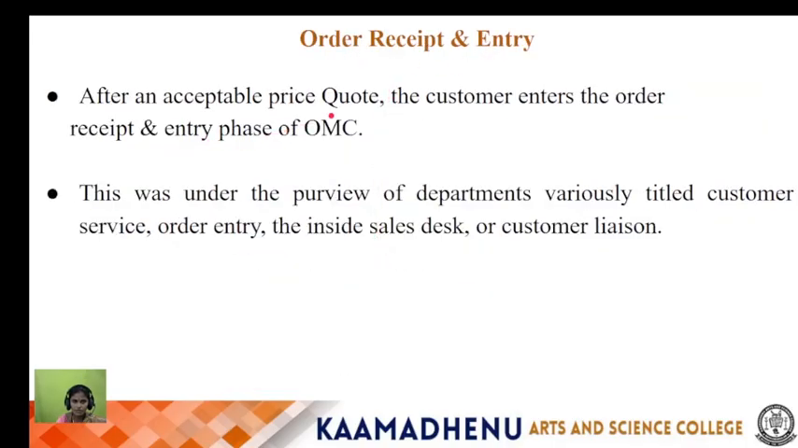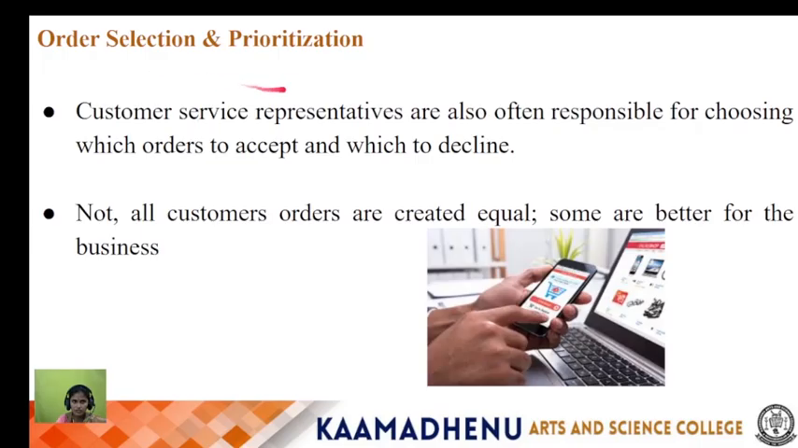Next, order receipt and entry. After an acceptable price quote, the customer enters the order receipt and entry phase of OMC. This was under the purview of departments variously titled customer service, order entry, the inside sales desk or customer liaison. Next one, order selection and prioritization. Customer service representatives are also often responsible for choosing which orders to accept and which to decline. Not all customers' orders are created equal. Some are better for the business.